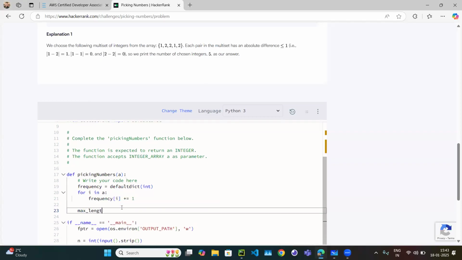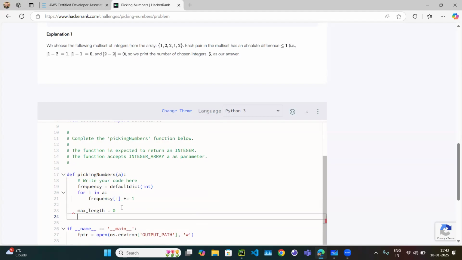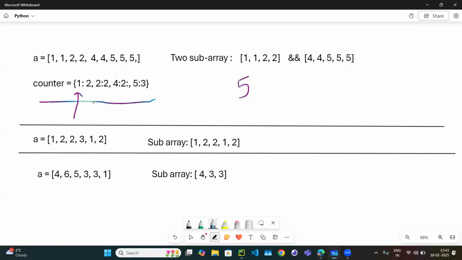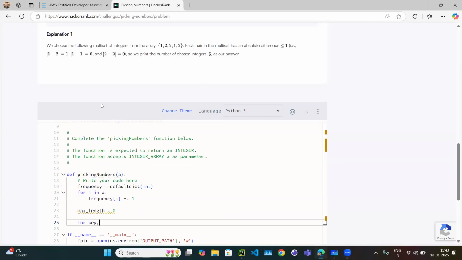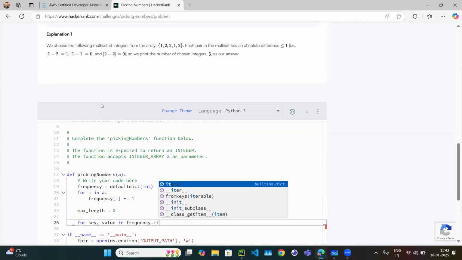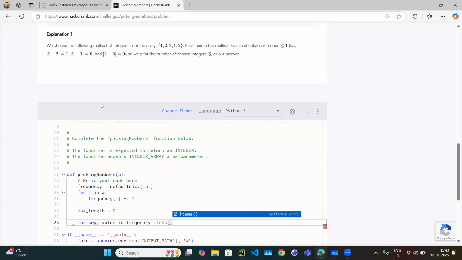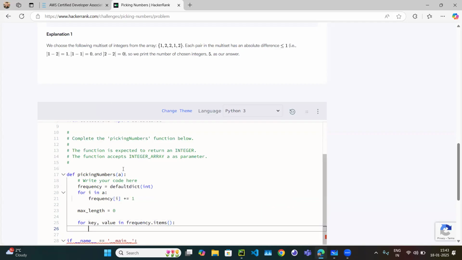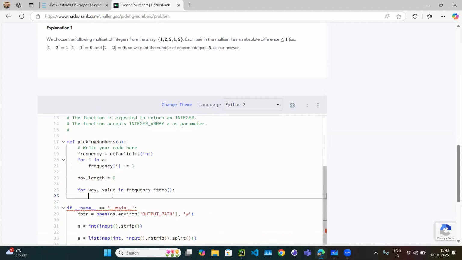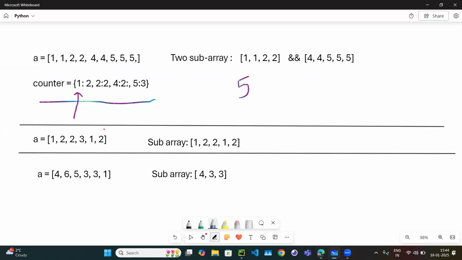So I can take max length starting at 0. Now I can simply loop over the dictionary, for key, value in frequency dot items. And I can normally loop over the dictionary and see what I have to return.